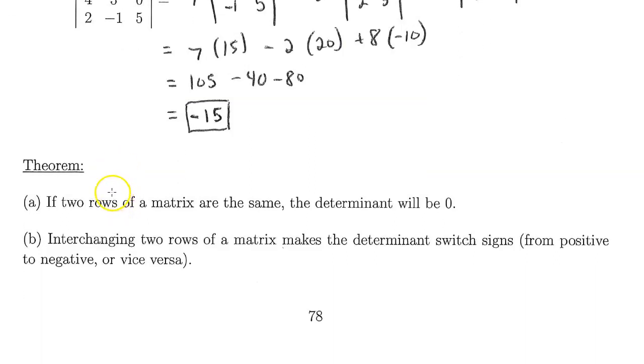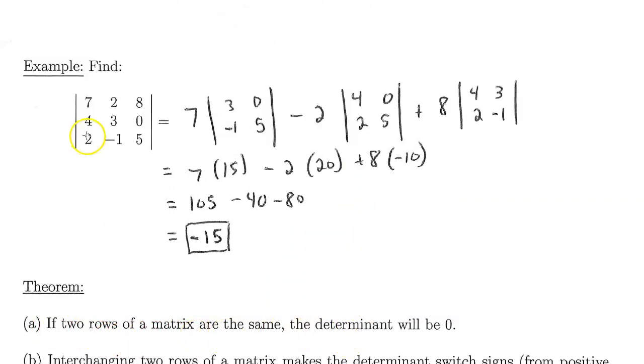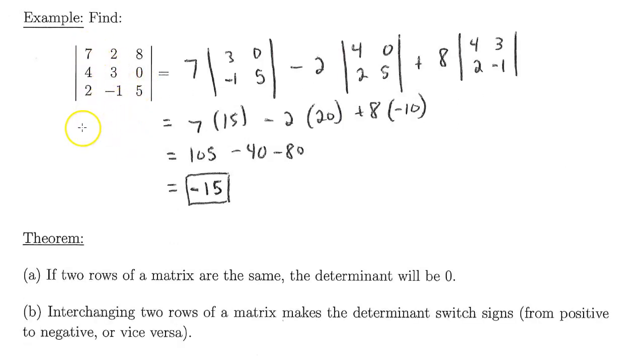Okay, one theorem about determinants is if two rows of a matrix are the same, it turns out the determinant will be 0. So if you have two rows, or actually two columns, that are the same, you can check, and it's not too hard just based on the definition, if you think about it a little bit, to check that the determinant will be 0.